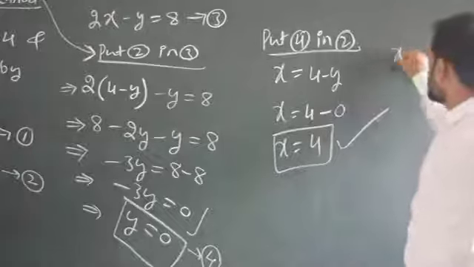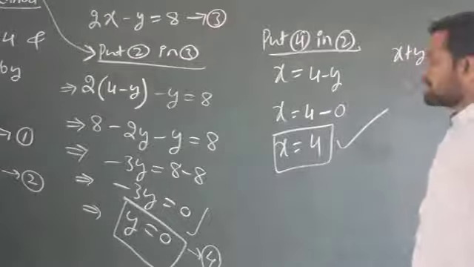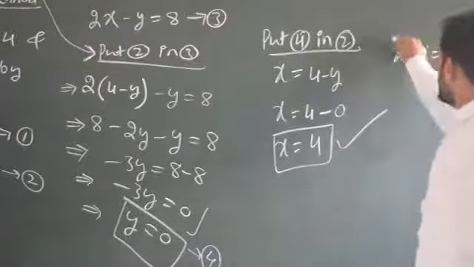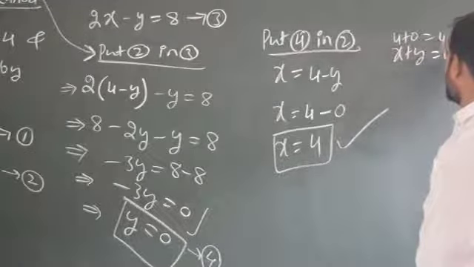You can have a check also. x plus y equal to 4, no? First equation. So it is like x is 4 and y is 0. So 4 plus 0 is 4. So alright, this is correct.